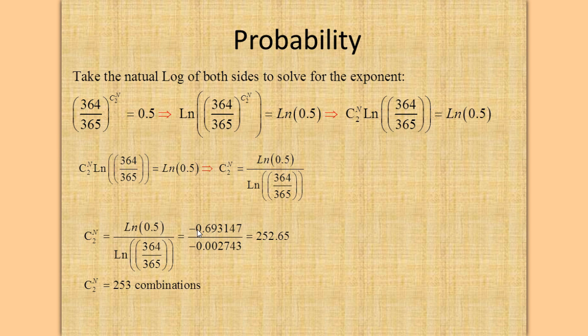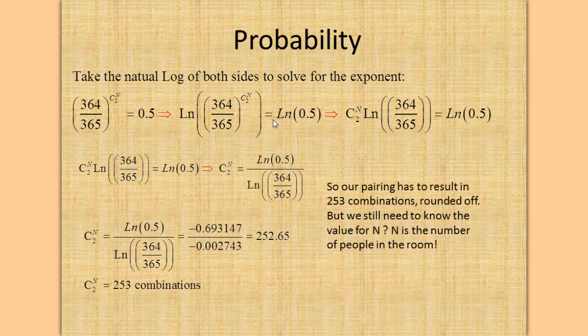We plug it into our calculator: minus 0.693147 divided by minus 0.002743, and we do that division and come up with 252.65. We round that off to 253. So now we see that our n choose 2 is 253. But that still doesn't tell us what our n value is. So our pairings have to result in 253 combinations, rounded off. But we will still need to know the value for n. N is the number of people in the room.